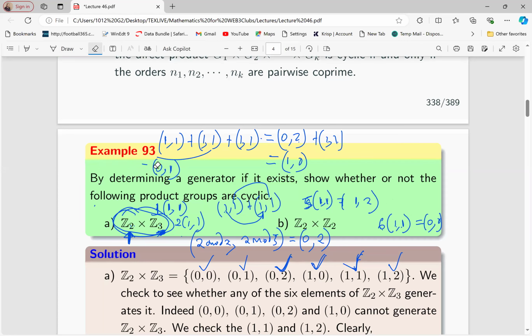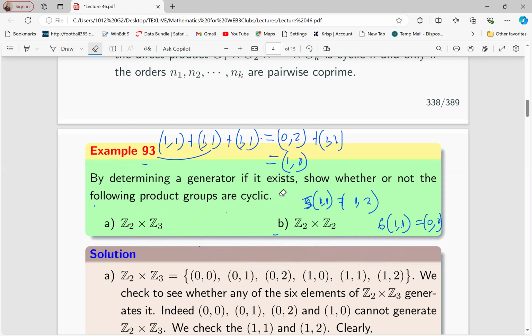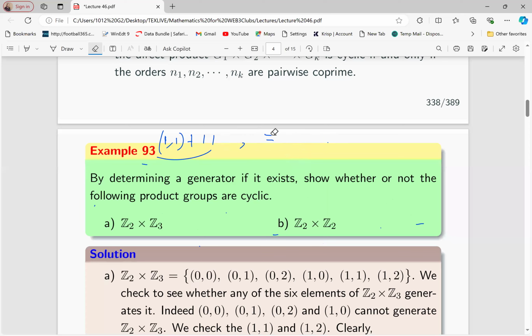And I've said that for an additive direct product group, 1, 1 will always be a generator. But the question is, are there other generators? Of course there are. That is what I want us to look at.